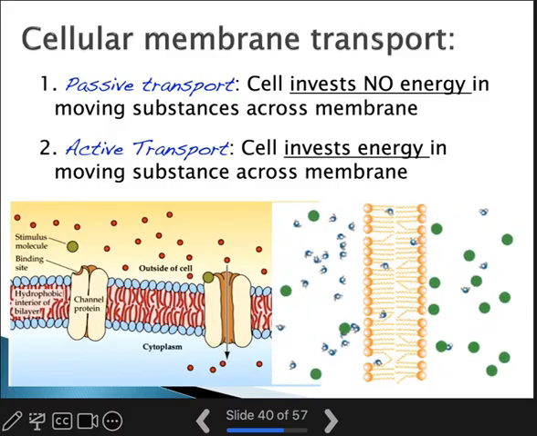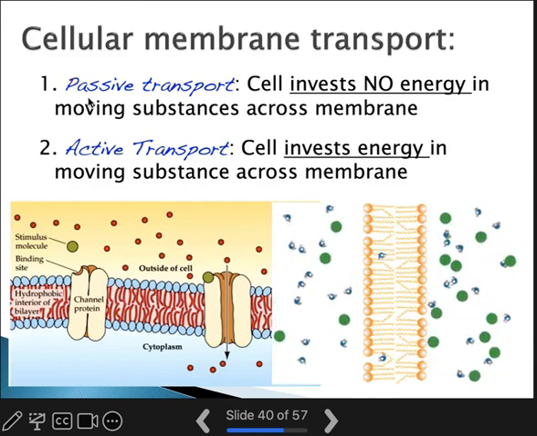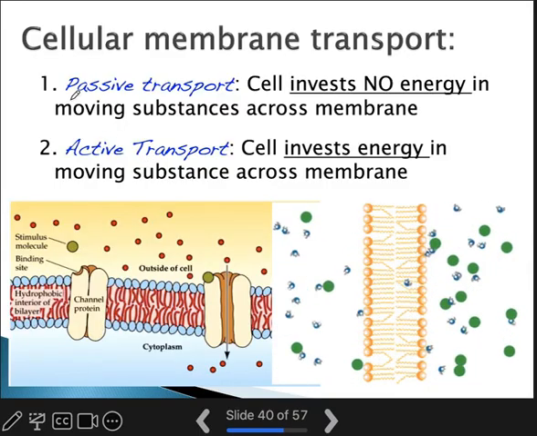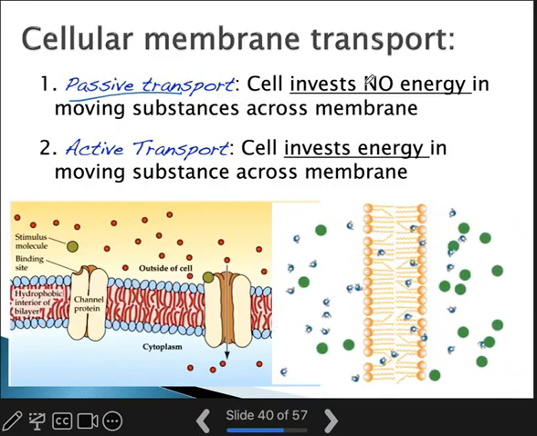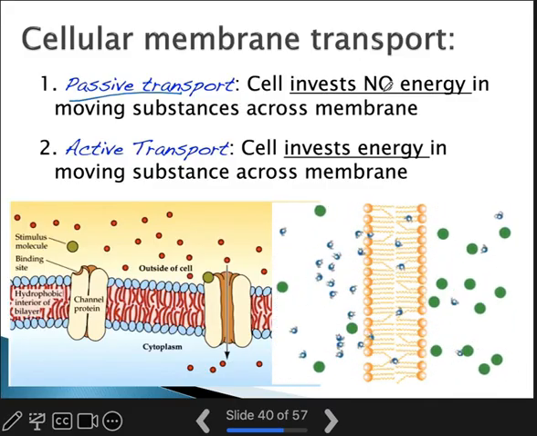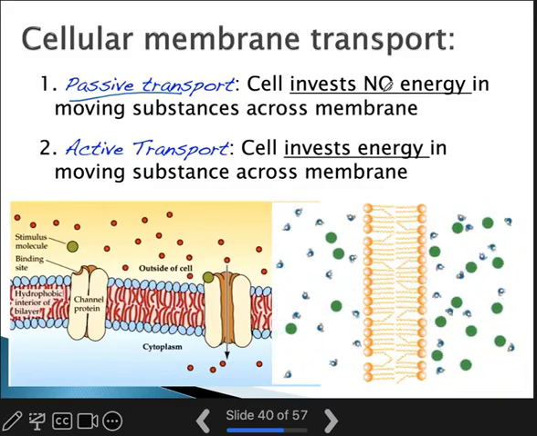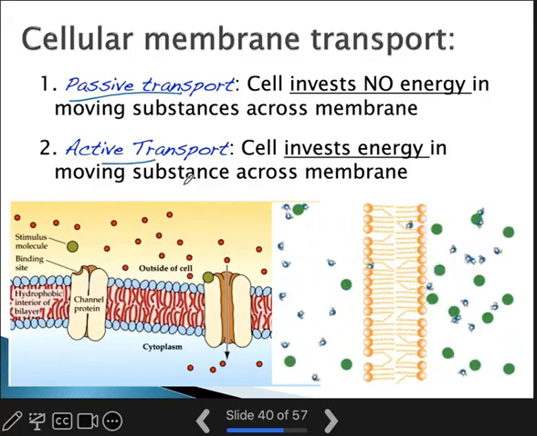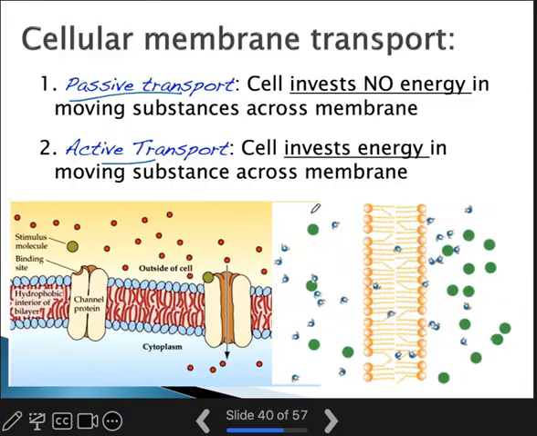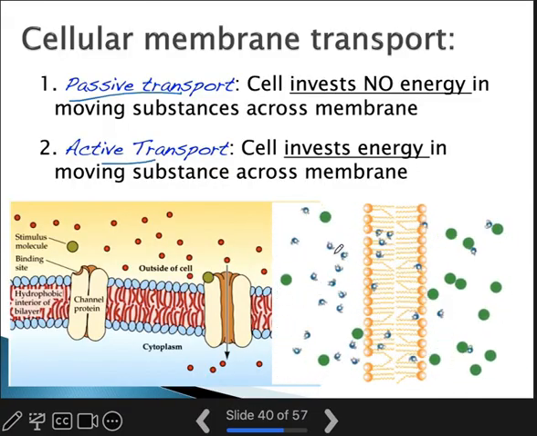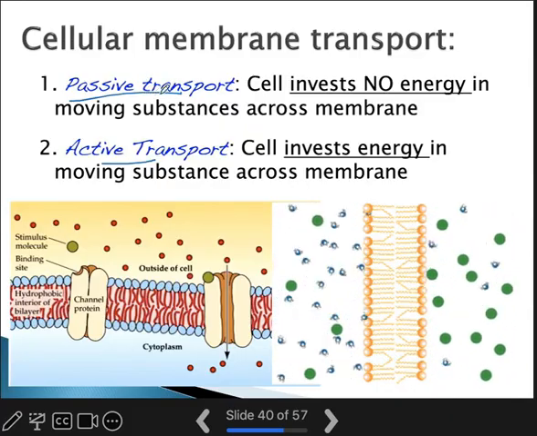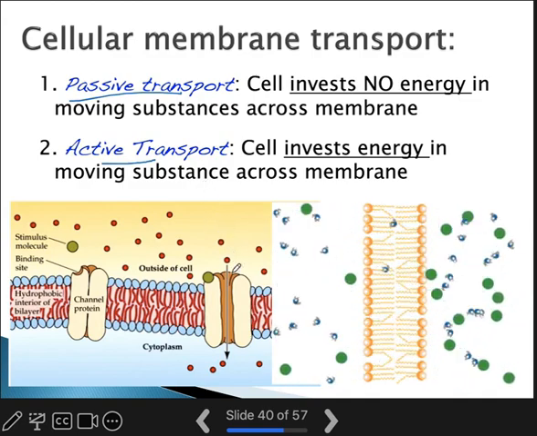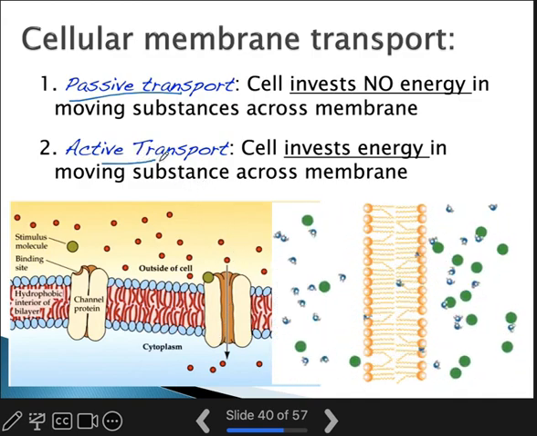We have 2 different ways in which we can move across a membrane. The first is called passive movement, and the other is called active. So passive transport is where the cell invests no energy at all in the actual movement of particles across the membrane, so passive. Active transport is where the cell is going to invest energy in the movement of a substance. So if this substance is simply moving according to a concentration gradient, we're going to refer to that as passive transport. If the cell is going to have to utilize some kind of energy to fuel the transport, then we're going to refer to it as active transport.